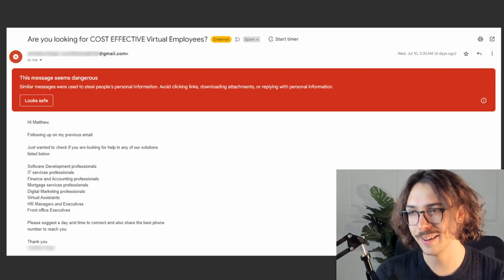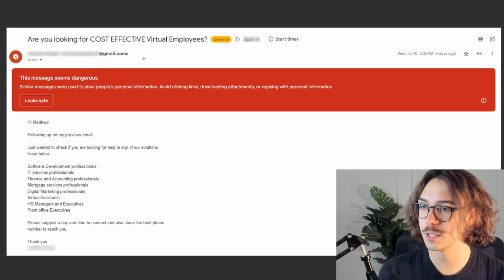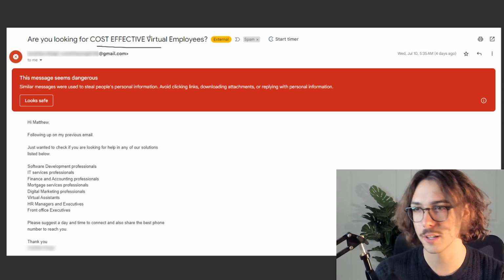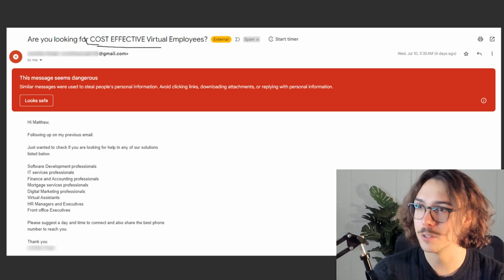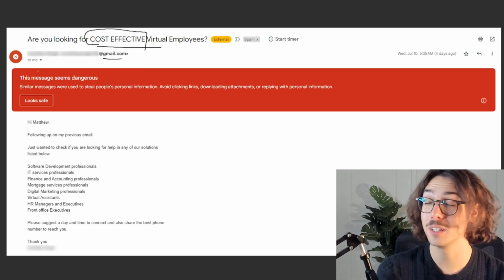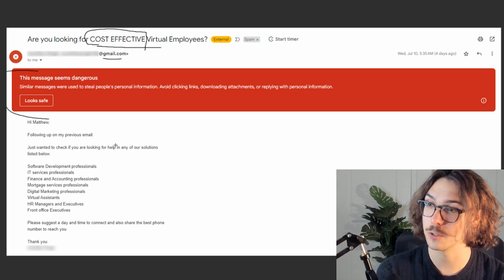All right, so a next email here, another virtual assistant staffing solutions here. Are you looking for cost-effective virtual employees? Already can tell, this looks really spammy because no one talks like this. No one does all caps. Sent from an @Gmail. You can even see Gmail saying this email looks dangerous, which is crazy.